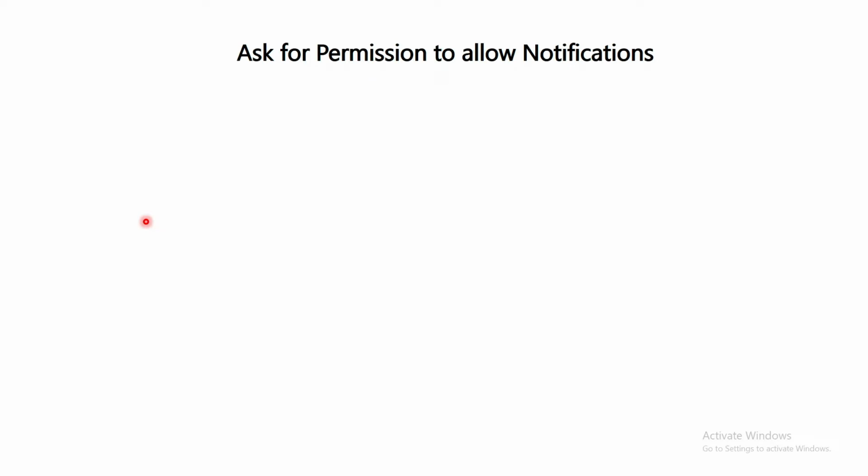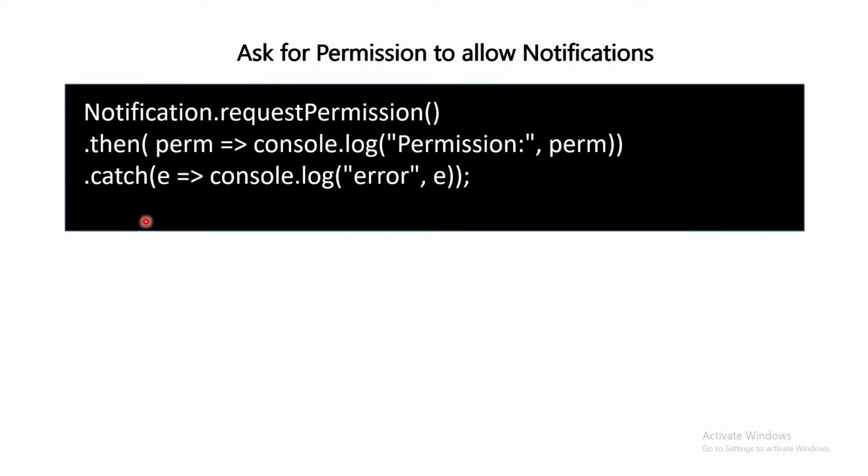For the next step, if you want to ask the client for permission to allow notifications to be displayed, you have to call the requestPermission method. The requestPermission method returns a promise. What it does is trigger the alert box which I showed you in the first slide. Based on the user's action, it will return the permission here.